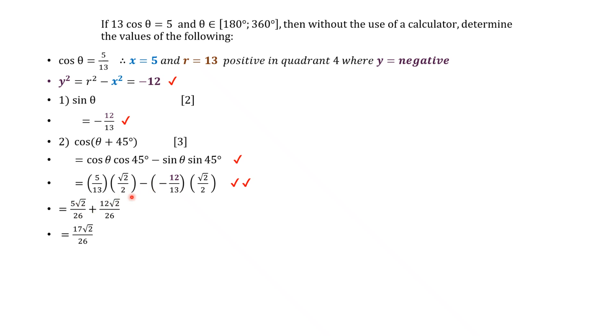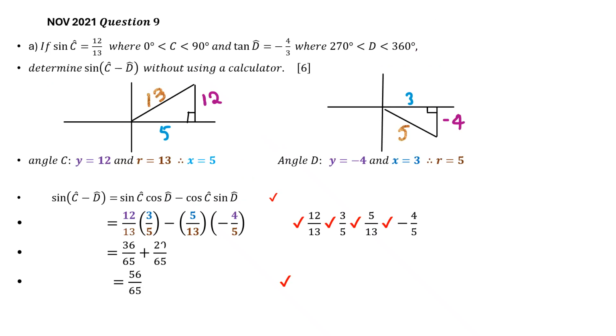Negative times negative will become positive. 12 times square root 2 gives me 12 square root 2. 13 times 2 gives me 26. So 5 square root 2 plus 12 square root 2 would give me 17 square root 2 over 26. So there, that one is solved. I hope you follow and understand. Right, let's look at the next problem.